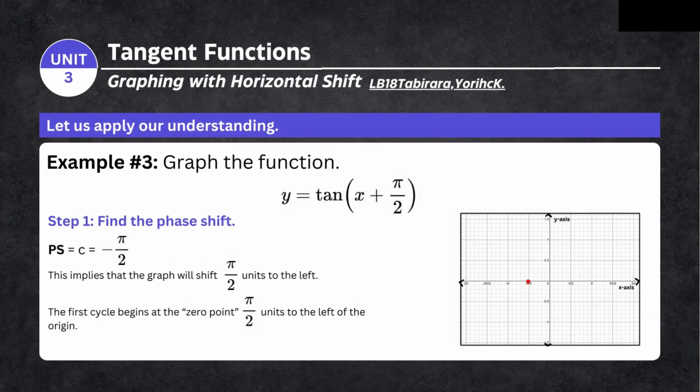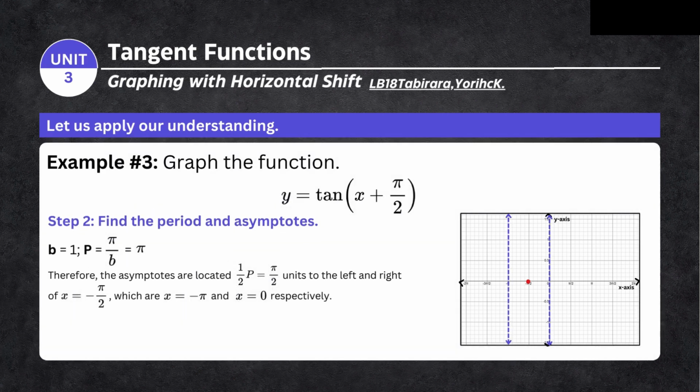So for the first step, let us find the phase shift. As mentioned earlier, phase shift is equal to c, and from that we got negative pi over 2. So this implies that the original tangent function will shift pi over 2 units to the left. So the first cycle begins at the 0 point, pi over 2 units to the left of the origin, and we mark it at negative pi over 2, comma 0.